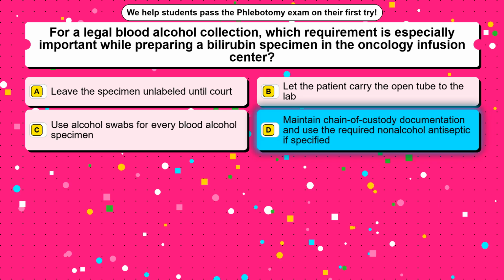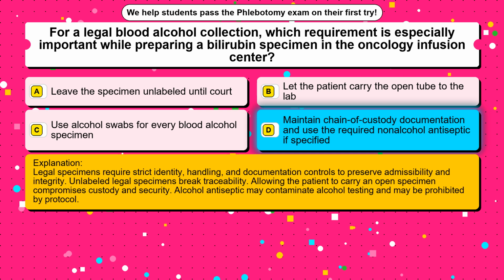The correct answer is option D. Maintain chain of custody documentation and use the required non-alcohol antiseptic if specified. Legal specimens require strict identity, handling, and documentation controls to preserve admissibility and integrity. Unlabeled legal specimens break traceability. Allowing the patient to carry an open specimen compromises custody and security. Alcohol antiseptic may contaminate alcohol testing and may be prohibited by protocol.